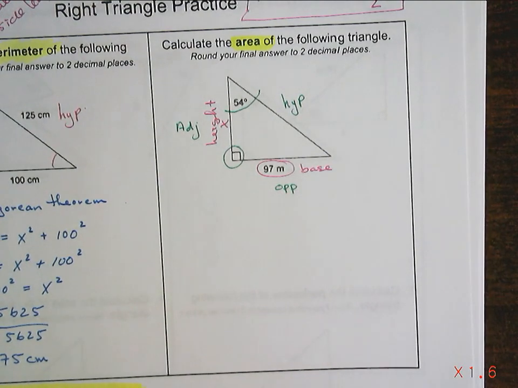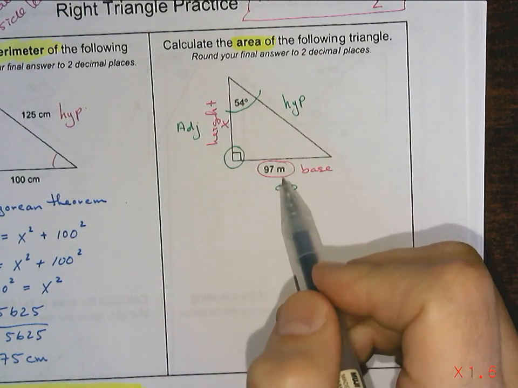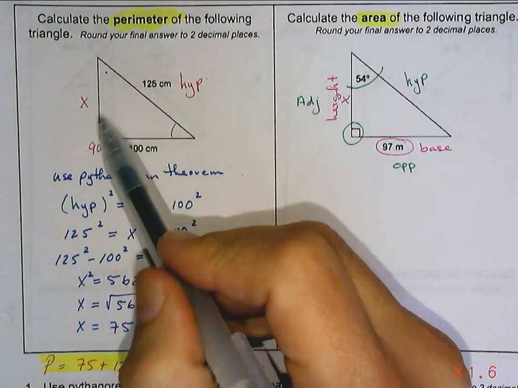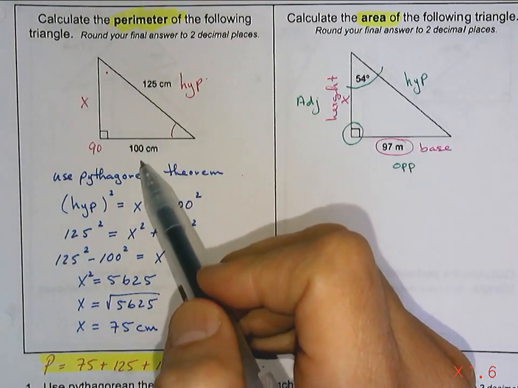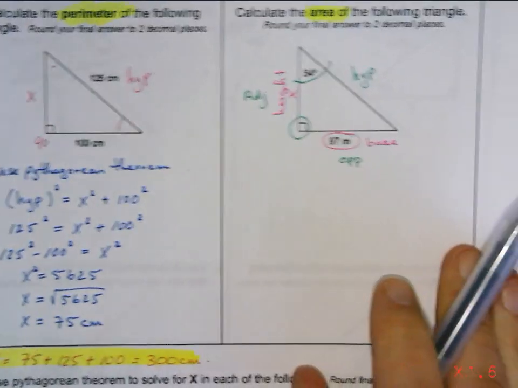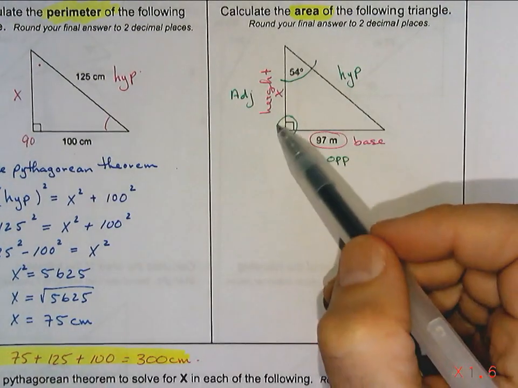I can't use Pythagorean theorem in this question because I don't know my hypotenuse and I don't know my height. I only have one side length. I can only use Pythagorean theorem when I have two side lengths and I'm looking for a third in a right triangle. So this one cannot use Pythagorean theorem. I'm out of luck. So I have to come up with another way to get this height.